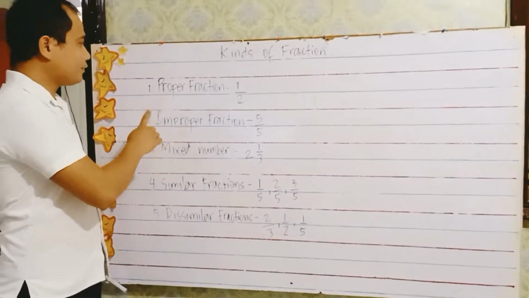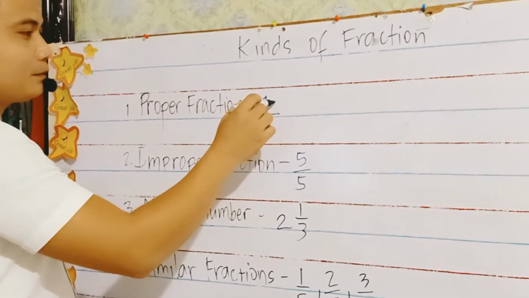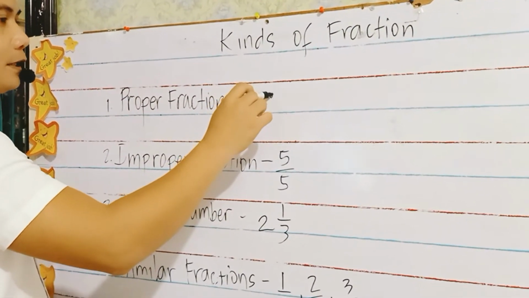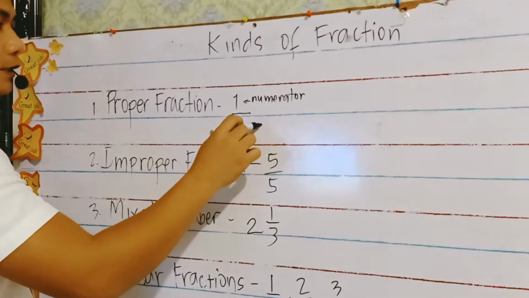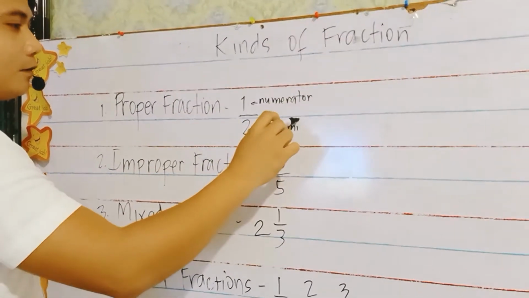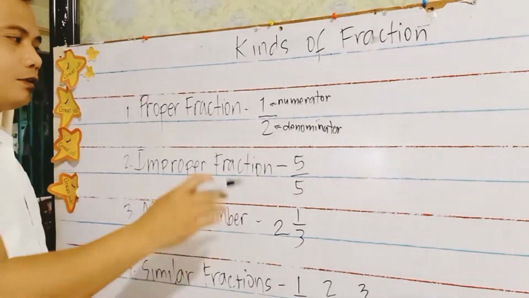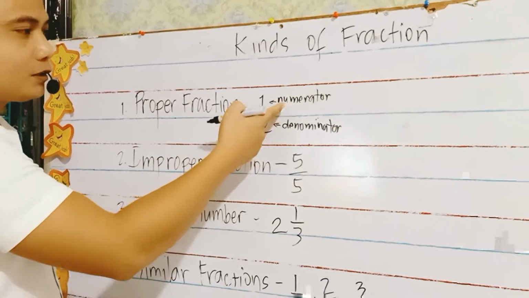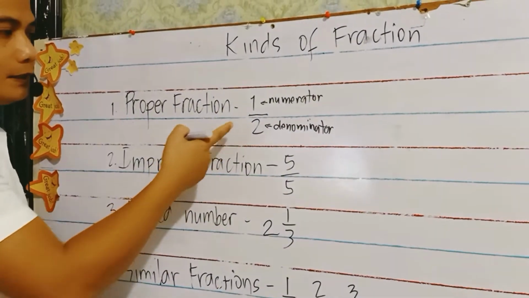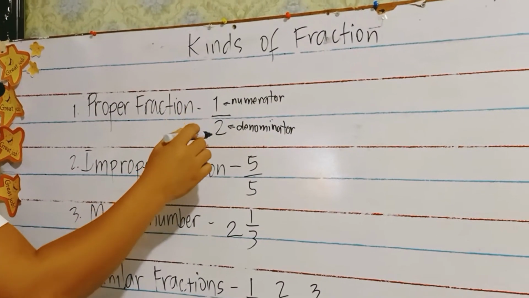First, we have proper fraction. By the way, the number on the top of the fraction is what we call the numerator. The number below is what we call the denominator. Okay? Since when we say proper fraction, the numerator is always lower than the denominator. Okay? So this one is what we call 1/2.